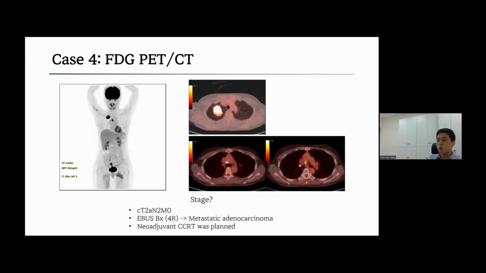EBUS-guided biopsy for 4R lymph nodes was performed, and the pathologic diagnosis was metastatic adenocarcinoma. So the patient is planned to receive neoadjuvant CCRT and a following definitive operation.